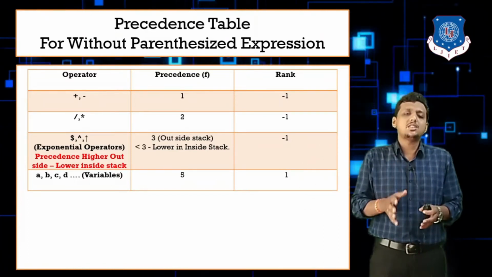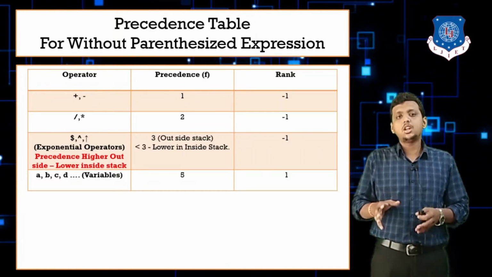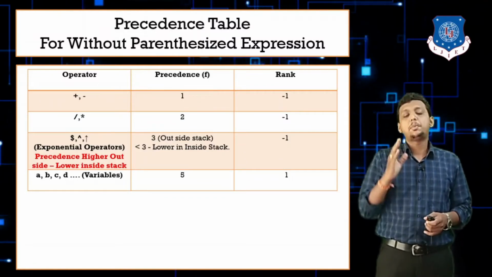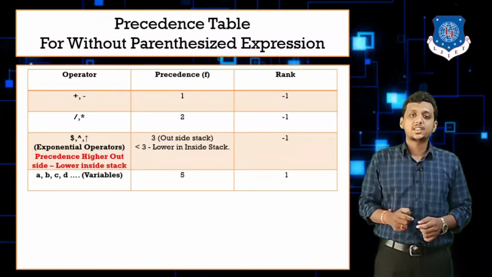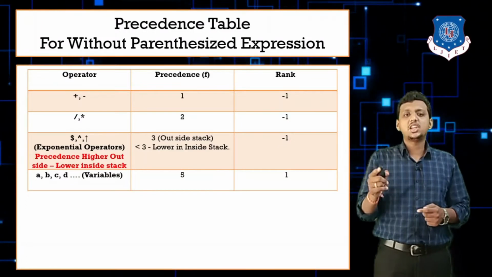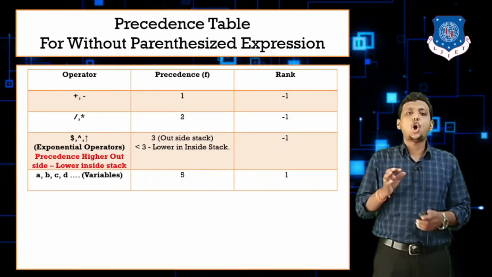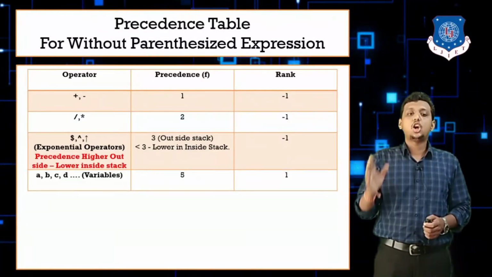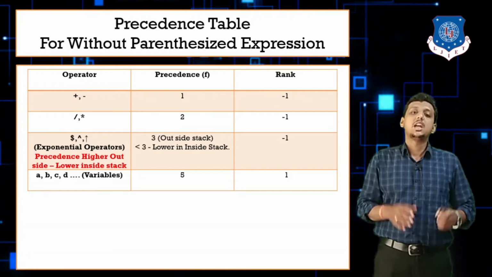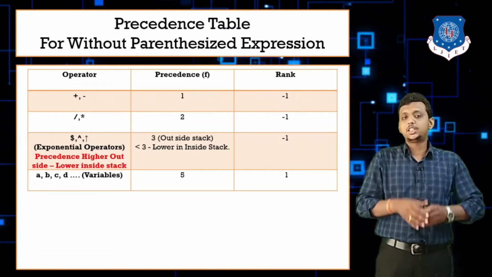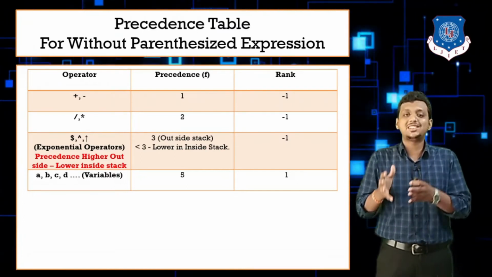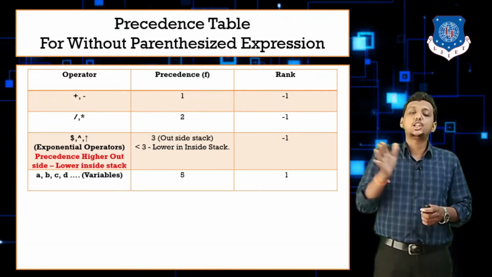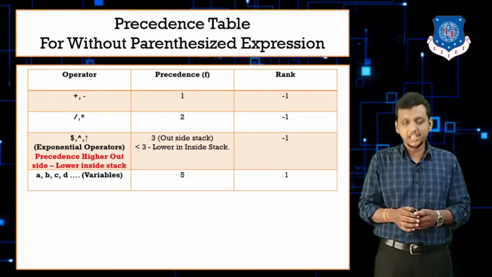So what do these symbols mean? In the very first row we have plus and minus. The precedence of plus and minus is 1. Next we have division and star. The precedence of division and star is 2. Next we have dollar, arrow, caret. Students, the precedence of dollar, arrow, caret, that means the exponential operators, is higher than division and star and lower than the ABCD.